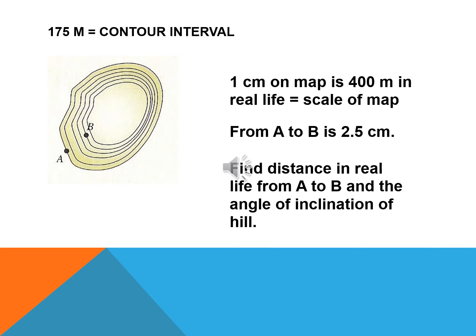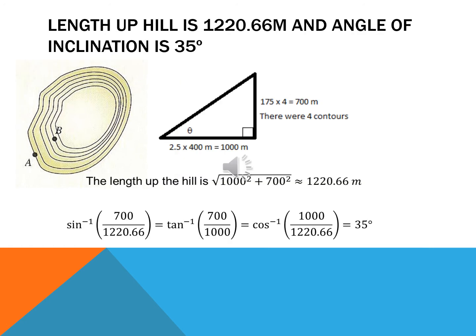We're interested in figuring out the angle of inclination of the hill and how far it would be if somebody went up the slant of the hill from point A to B. We're assuming that it's kind of a smooth hill and not one that has dips. So on our contour map, there were 4 rings between points A and B. So every ring is an increase of 175 meters. So from A to B, 175 times 4 equals a 700 meter gain in elevation. That's the opposite side of the angle of inclination.